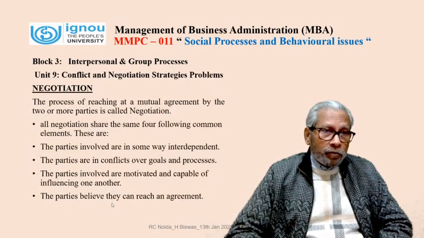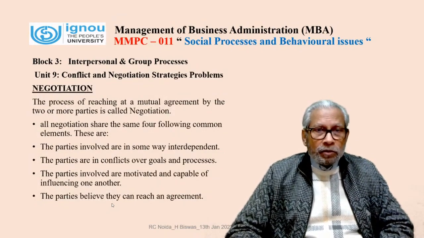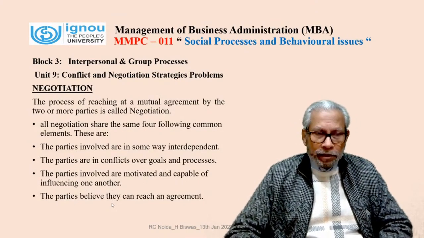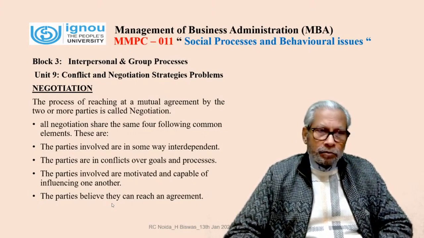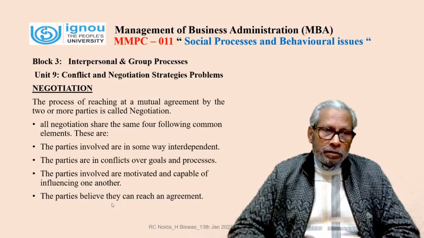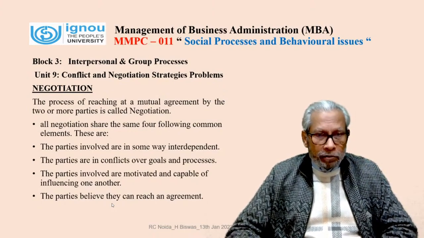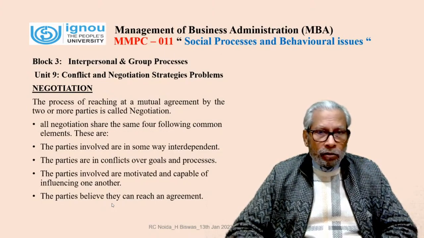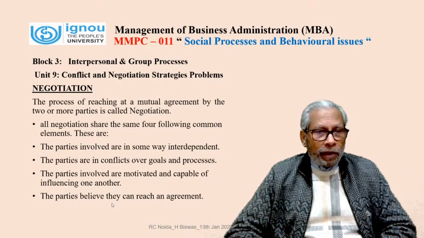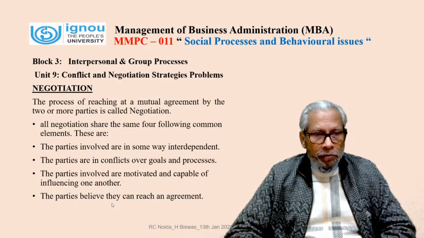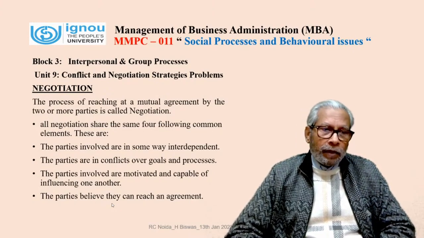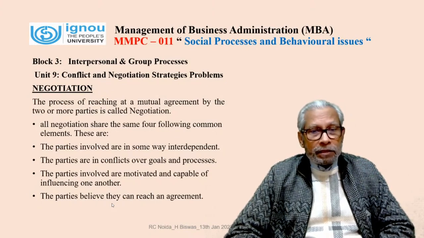Negotiations. The process of reaching a mutual agreement by two or more parties is called negotiation. So when you are sitting together, there are two parties, and they have to negotiate. All negotiations share the same four common elements. The parties involved are in some way interdependent. Then the parties are in conflict over goals and processes. The parties involved are motivated and capable of influencing one another. The parties believe they can reach an agreement.